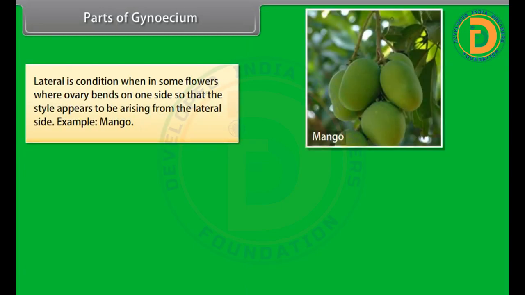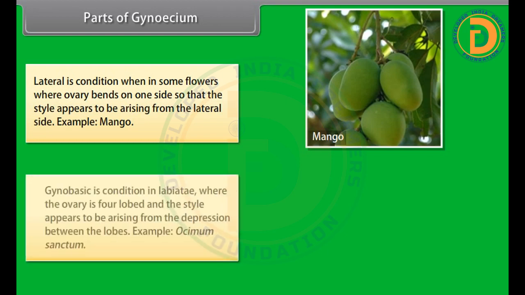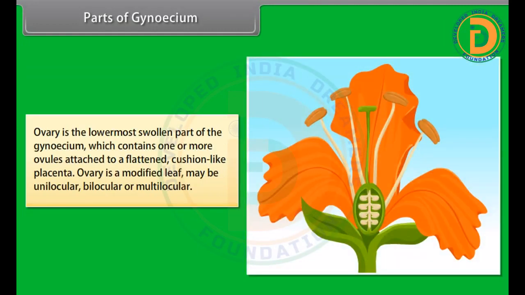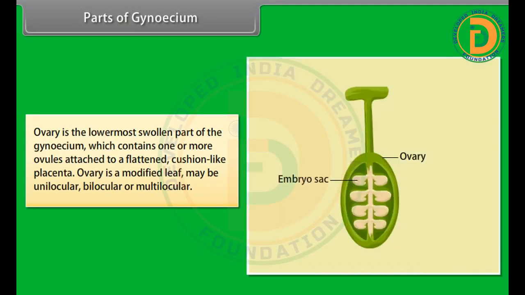Lateral is the condition in some flowers where the ovary bends on one side so that the style appears to be arising from the lateral side. Example, mango. Gynobasic is the condition in Labiatae where the ovary is four-lobed and the style appears to be arising from the depression between the lobes. Example, Ocimum sanctum.